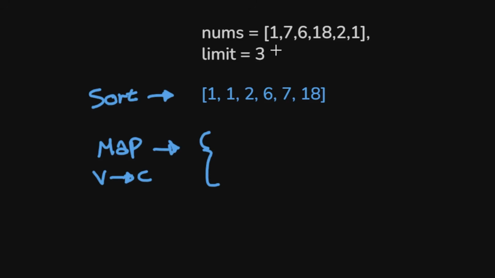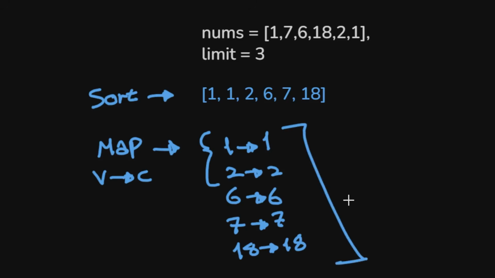Keys are unique values in nums, and values are component numbers. We will say that the value number 1 belongs to component number 1 initially. Value number 2 belongs to component number 2. Value 6 belongs to component 6, and so on. Every element belongs to its own component initially. First, we are looking at this connection. The absolute difference is 0, which is smaller than limit. So here we keep a 1, which means that every number 1 in the array belongs to component number 1.